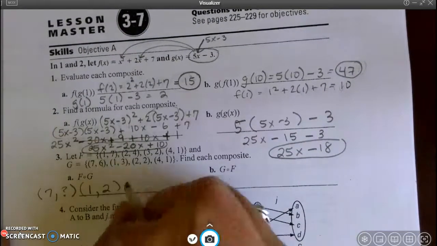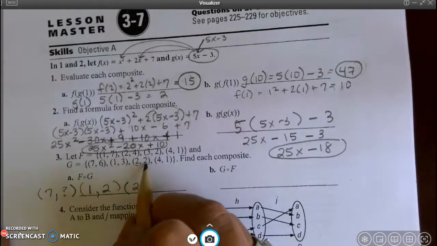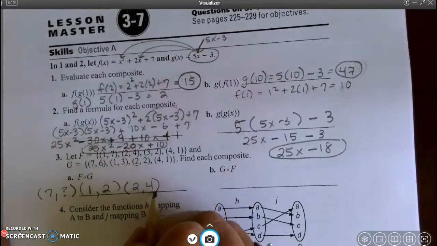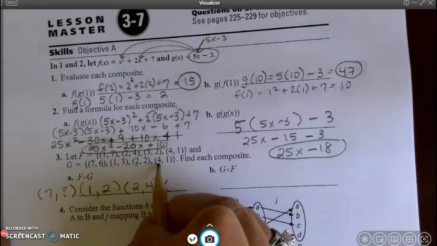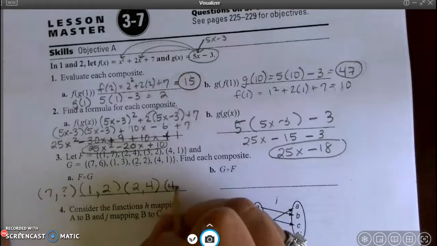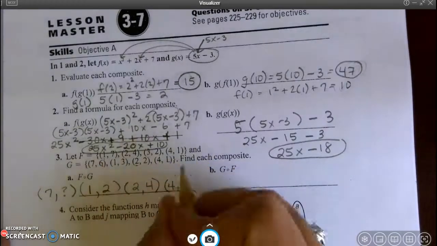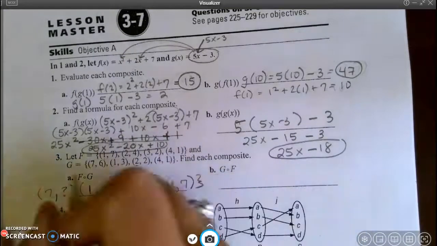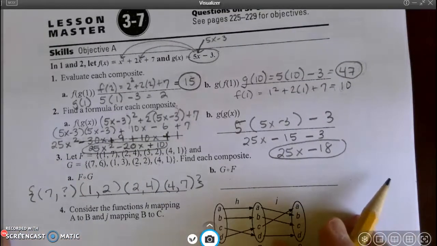All right, now I'm going to begin at 2. That takes me to 2. I go to 2, that takes me to 4. Next, I begin at 4, right here. 4 takes me to 1. Where does 1 take me? To 7. And that's F composed with G.